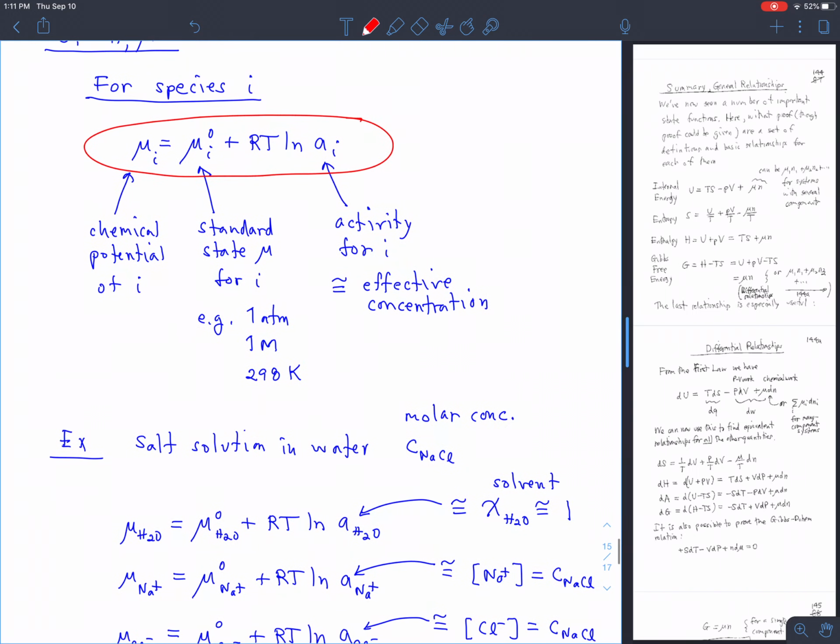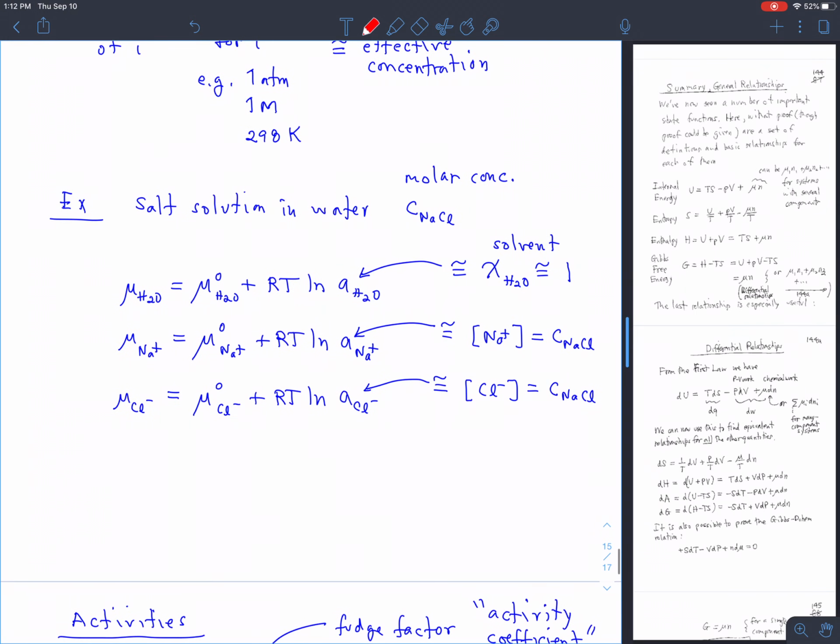We'll talk about this standard state term later. That actually is important. It's related to the standard state Gibbs free energies, molar Gibbs free energies that you look up in tables, but we'll see what that relationship is later. Let's focus on the activity for now.